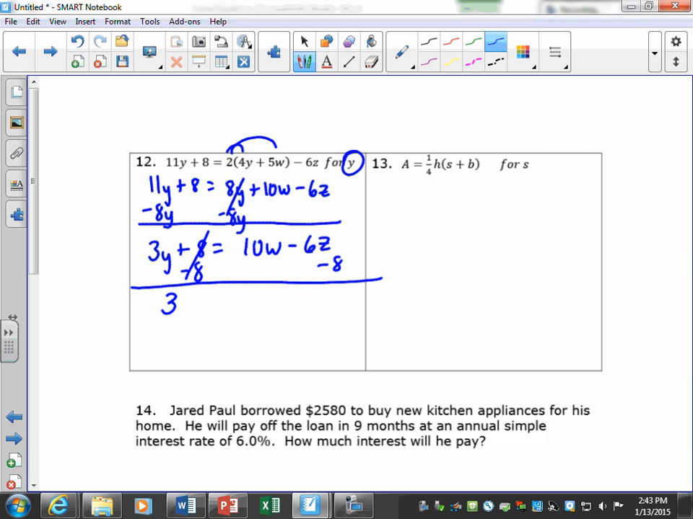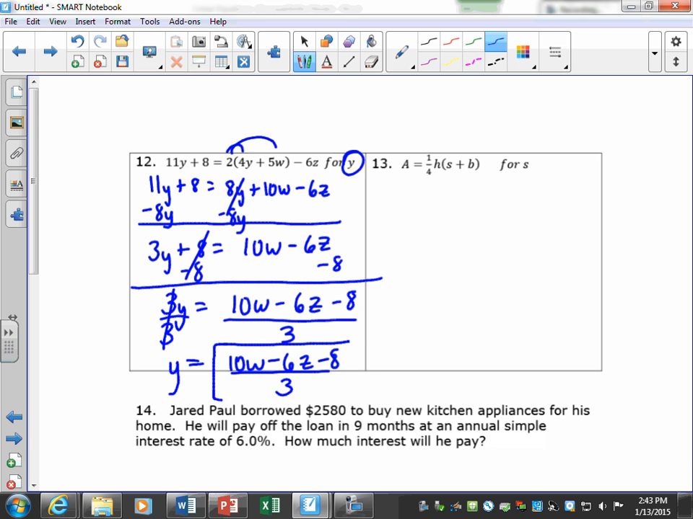That would give me 3y is equal to 10w minus 6z minus 8. And the last step to get y by itself is divide everything by a 3. So this would cancel. Y would equal 10w minus 6z minus 8 over 3 would be our solution.